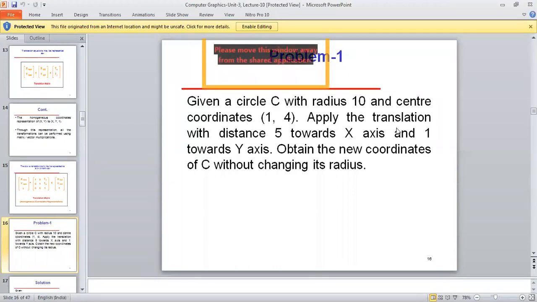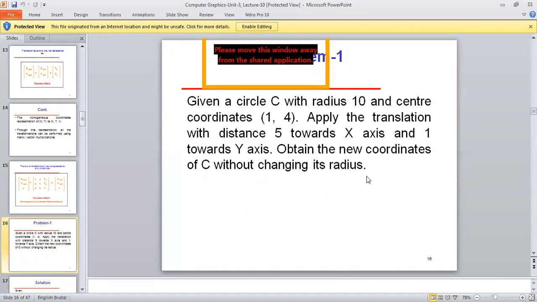Then apply the translation with distance 5. Here we have to apply the translation with distance 5 towards the x-axis. It means here tx is equal to 5. Here tx is equal to 5 means translation along the x-axis. So tx is equal to 5, given already, and 1 towards the y-axis, ty is equal to 1. Obtain the new coordinates of C without changing its radius.